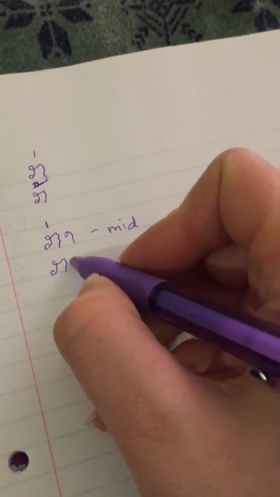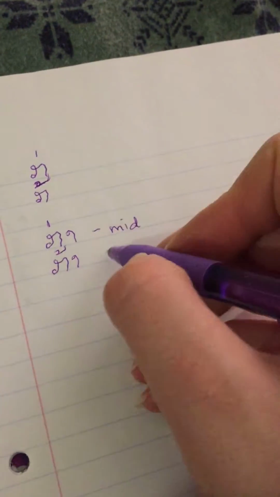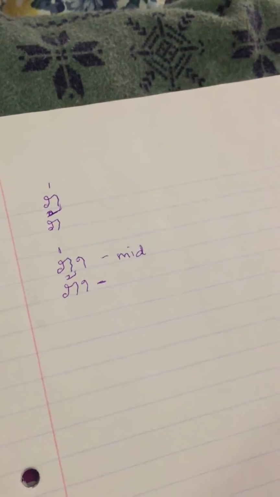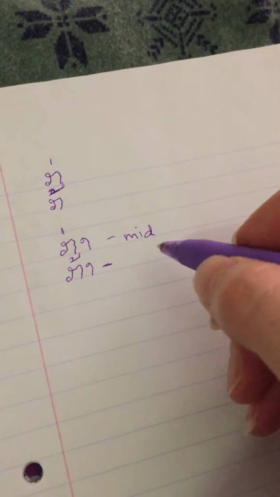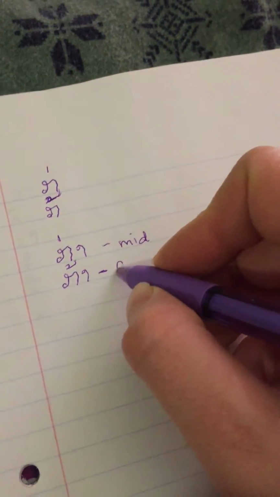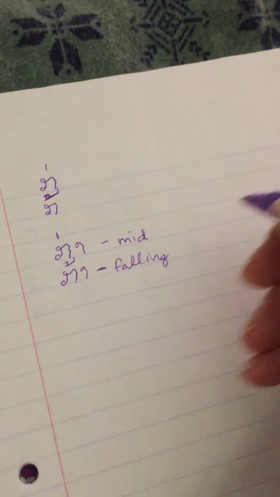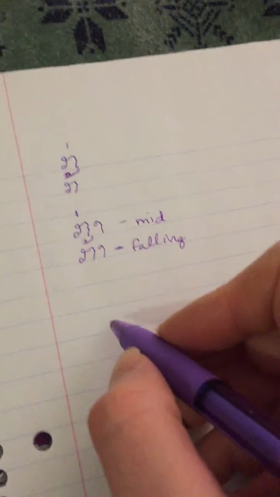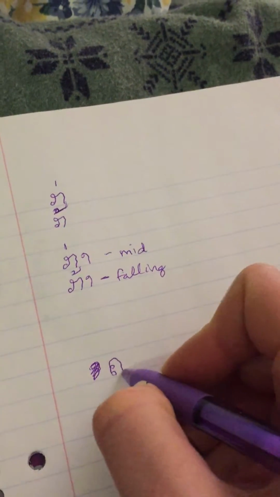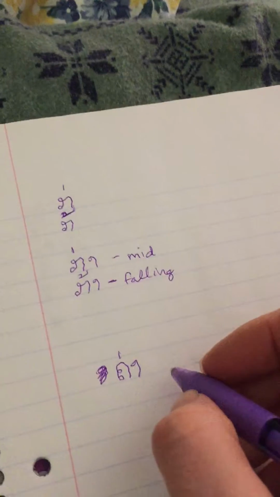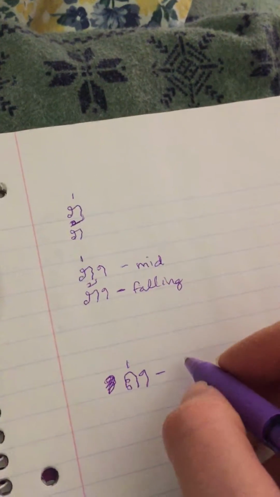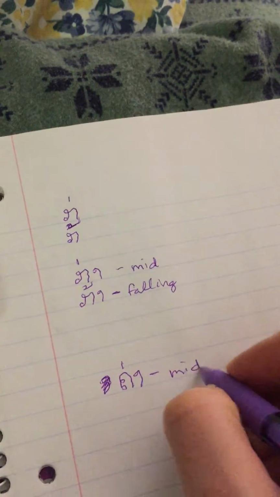And then if you have this one over a low consonant, I call it low. It's not actually what it's called, but I don't want to confuse you. If you have that one over something that's normally low, it makes it a falling tone. Okay? Hold on, let me think here. If you put that one over a normally high consonant, it will just make it mid-tone.